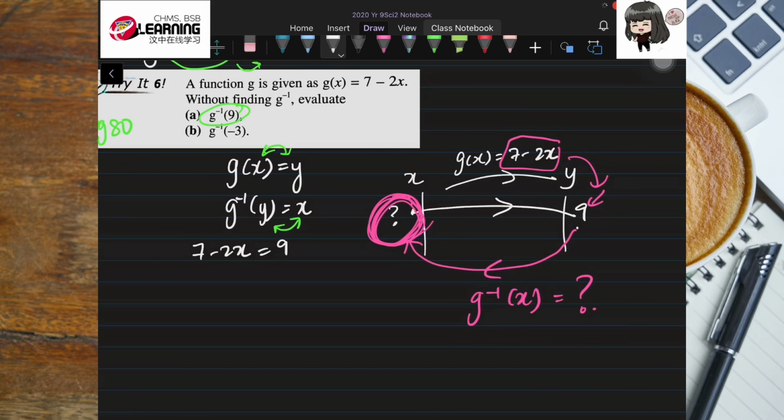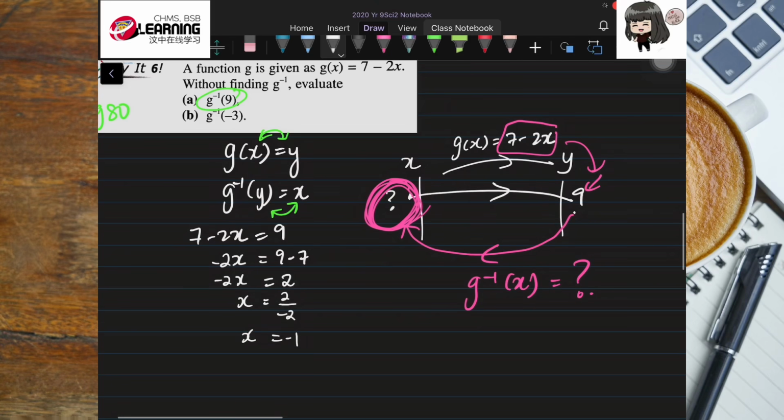You find your x. Negative 2x will be 9 minus 7, which is 2. And your x is 2 divided by negative 2, which is negative 1. So your g inverse of 9 is equals to negative 1. So here will be negative 1.